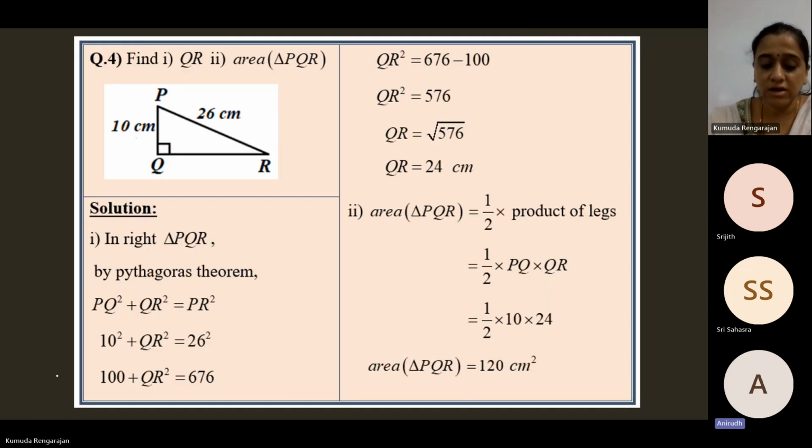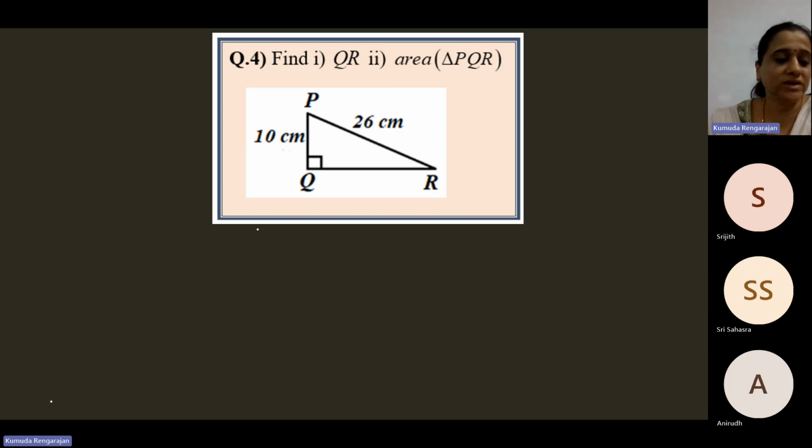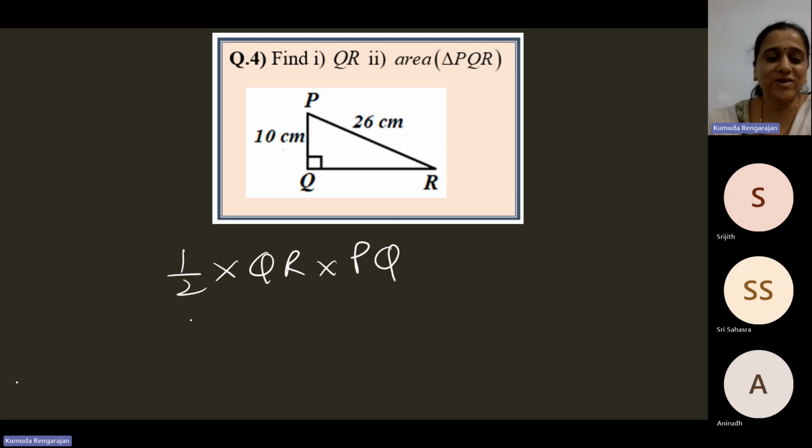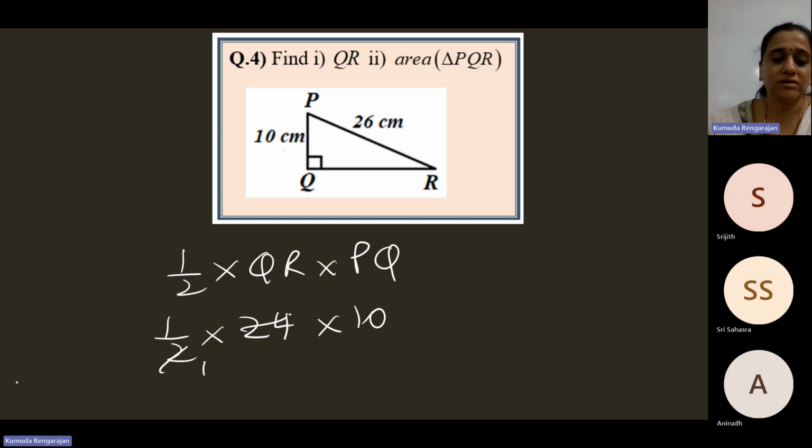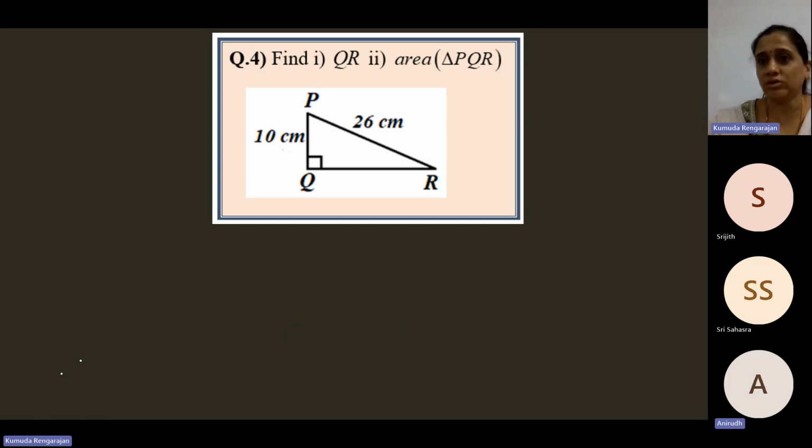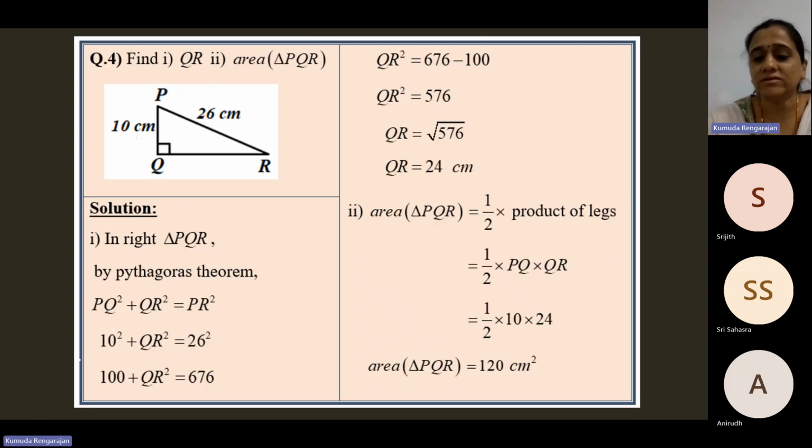Ma'am, I have a doubt. Okay, that's 24. Navneet, you misled me. See again, half into base into height, half into QR into PQ. I wrote 25 by mistake earlier. It is 24. Half of 24 is 12, into 10 is 120. 120 centimeters square. Very good.